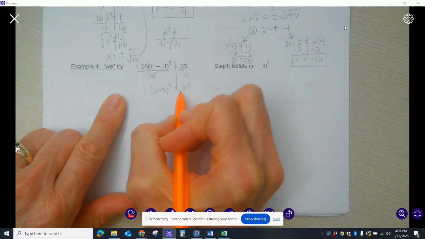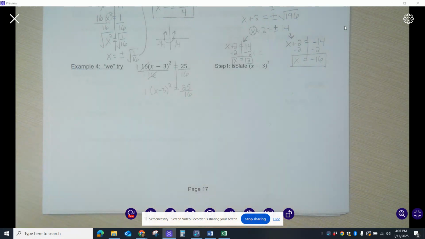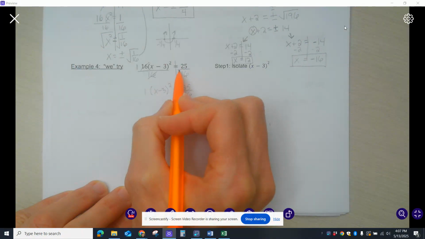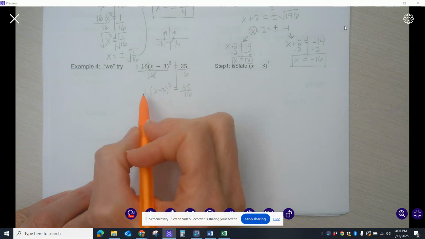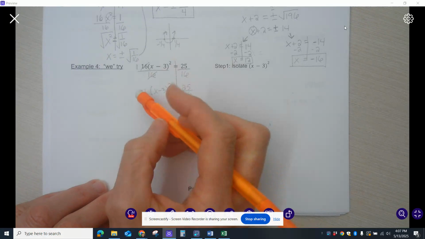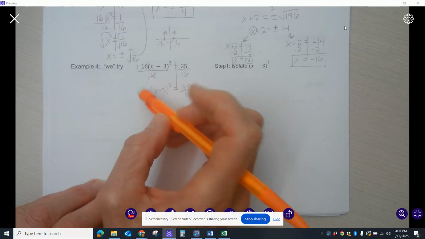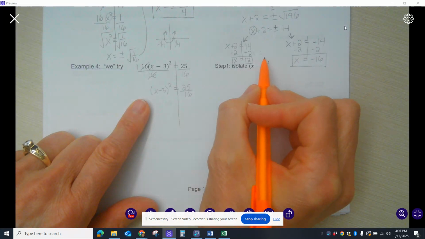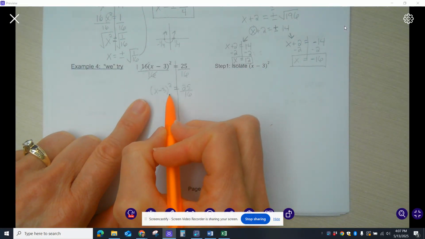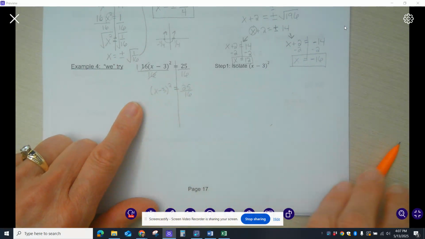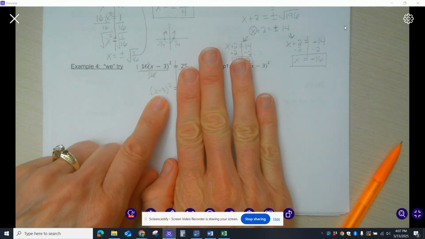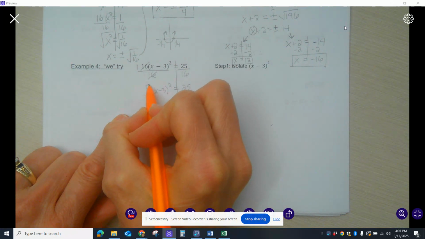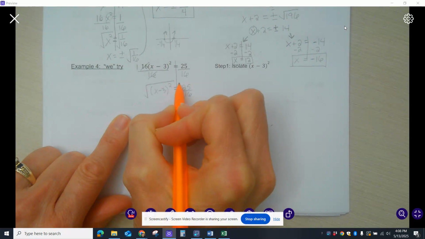Don't put that in your calculator yet. We'll see if we have any perfect squares when we get to the end. For now, just keep that fraction, 25 over 16. Now remember, multiplying by 1 doesn't do anything, so I don't really have to have that 1 there. So now, when this says isolate x minus 3 squared, that means get it all by itself on one side of the equal sign. You can see now on the front of the equal sign, all I have is that x minus 3 squared. Now I can blow up that lock by square rooting both sides.